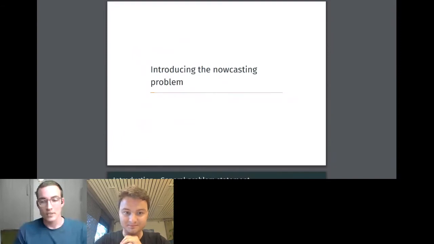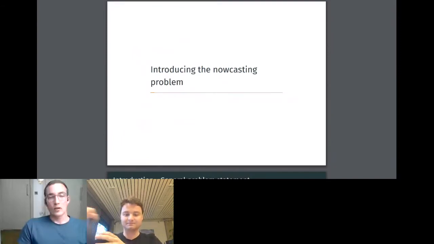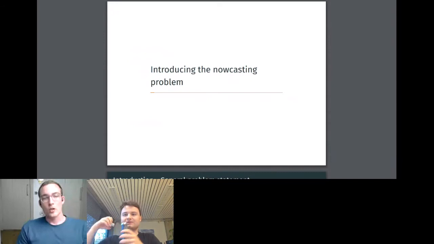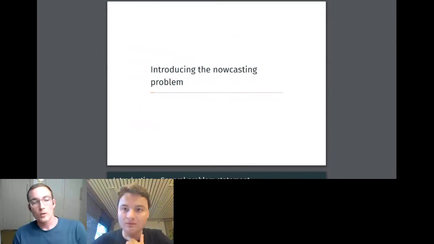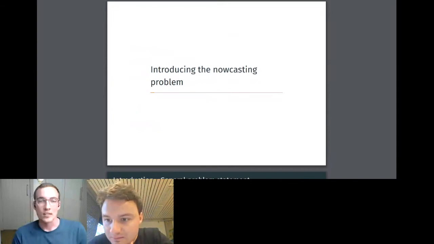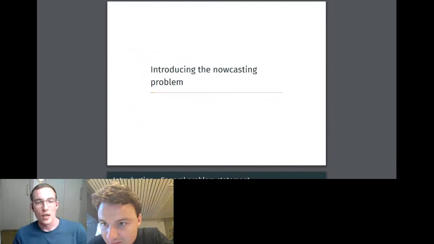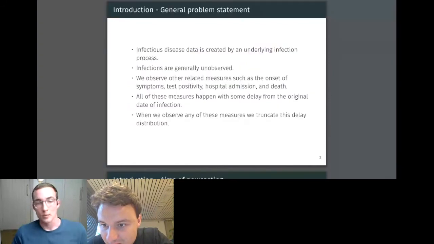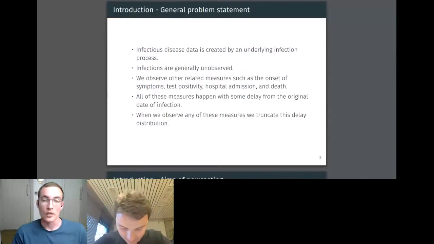So first of all, introducing the nowcasting problem. So what is nowcasting and what is it in an infectious disease context? Because it's quite widely known. So in infectious disease data, everything is really driven by an underlying infection process, and those are pretty much always unobserved. So what we end up observing are downstream proxies like onset of symptoms, test positivity, hospital admissions, and deaths. And all of these are delayed by some delay distribution.